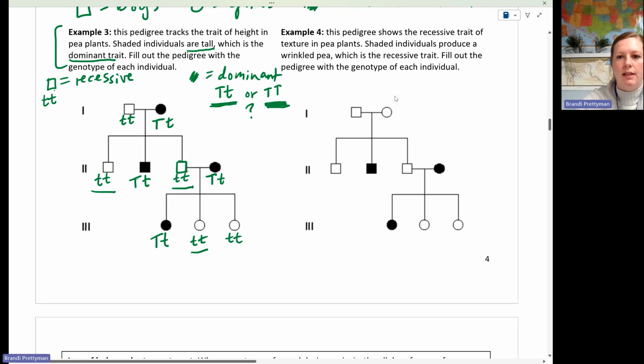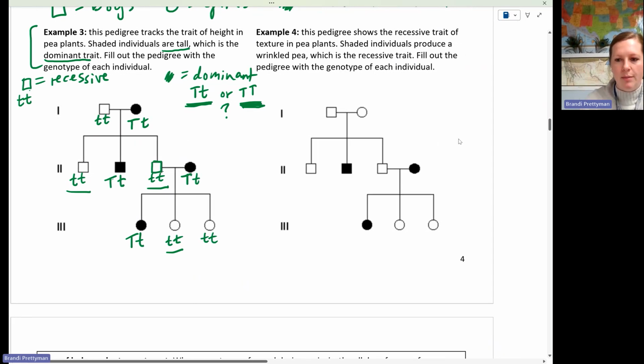Let's do the second one, and at some point, I'm going to have you pause this and try to do it on your own, and then I'll just show you the answers. But let's get started together. Okay, example number 4. This pedigree shows the recessive trait.